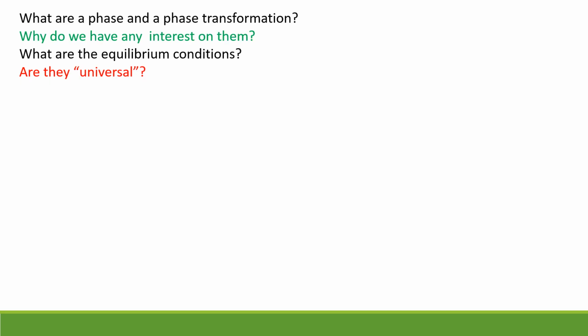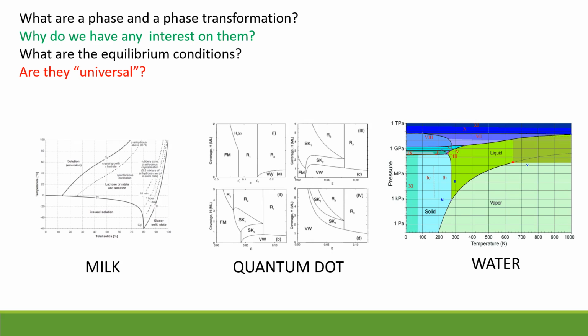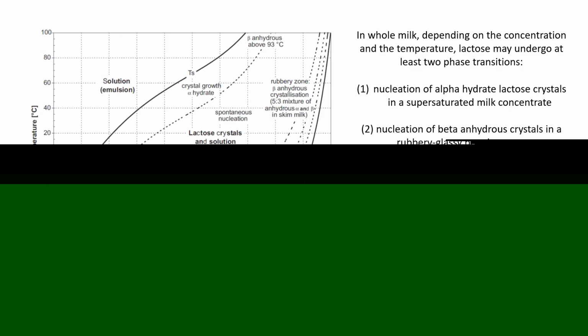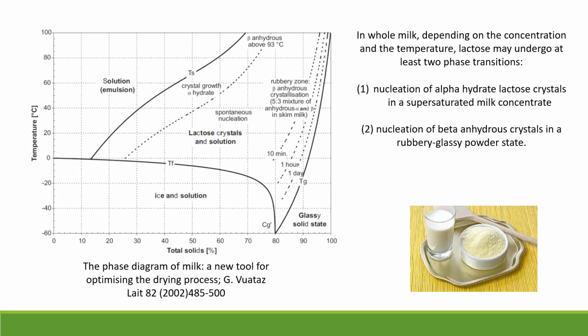Second question: are they universal? I have just shown an example with a lead-tin alloy, and are these kinds of phenomena universal? Of course, you know already that they are, but how universal? I present here three indeed very different examples: a diagram of milk, a quantum dot, and water. Let's go into detail on some of these diagrams.